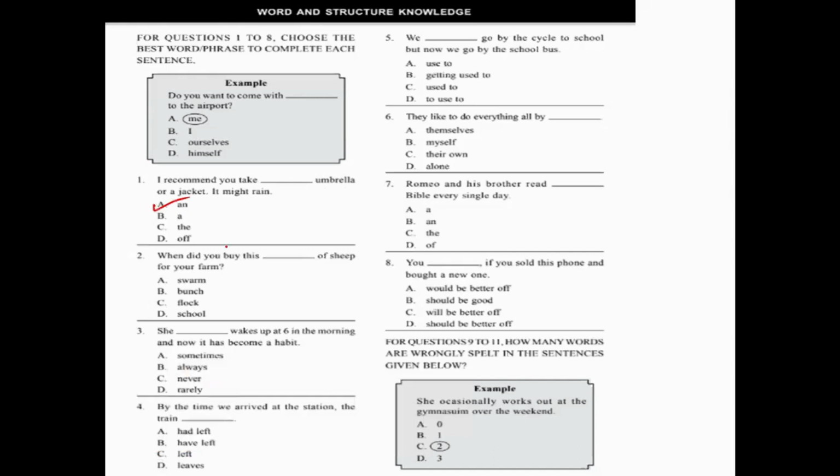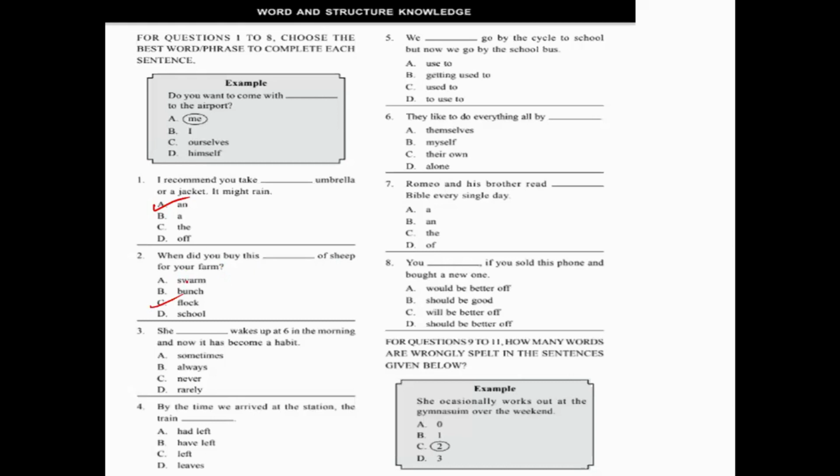Now, when did you buy this dash of sheep for your farm? Here, dash of sheep means group of sheep. The collective noun for a group of sheep is flock of sheep. So the correct answer for question number 2 is option C. When did you buy this flock of sheep for your farm? Option C is our correct answer.